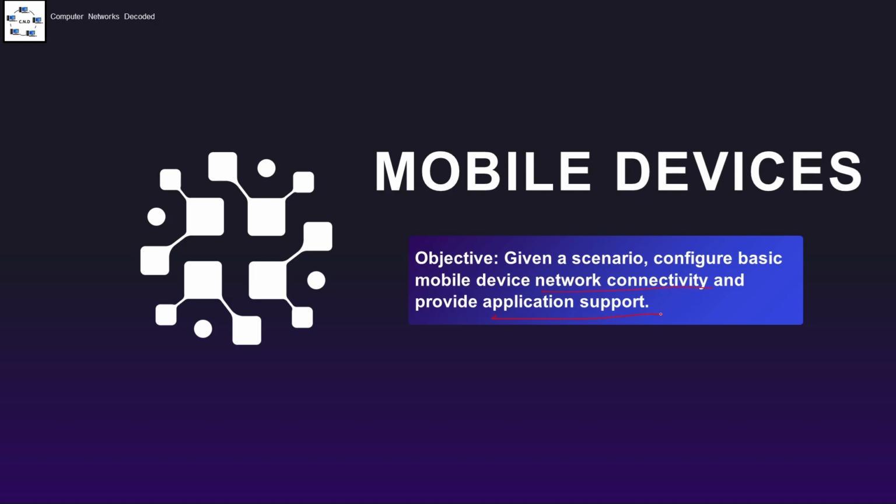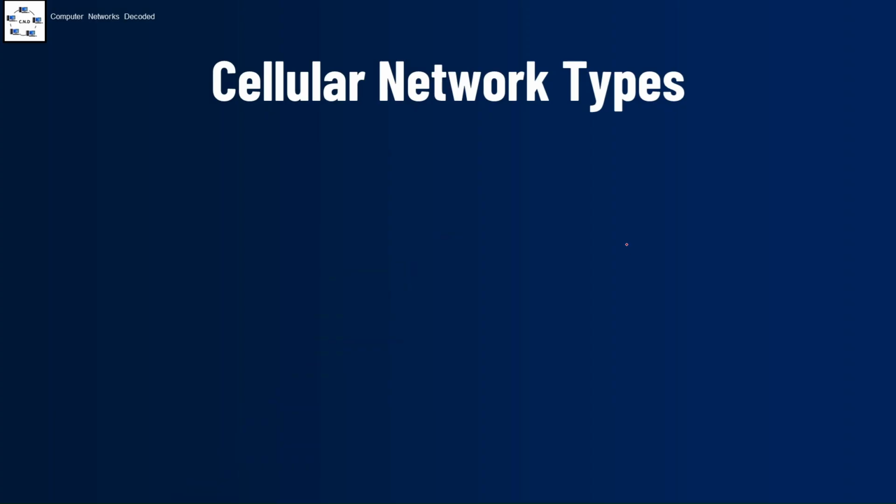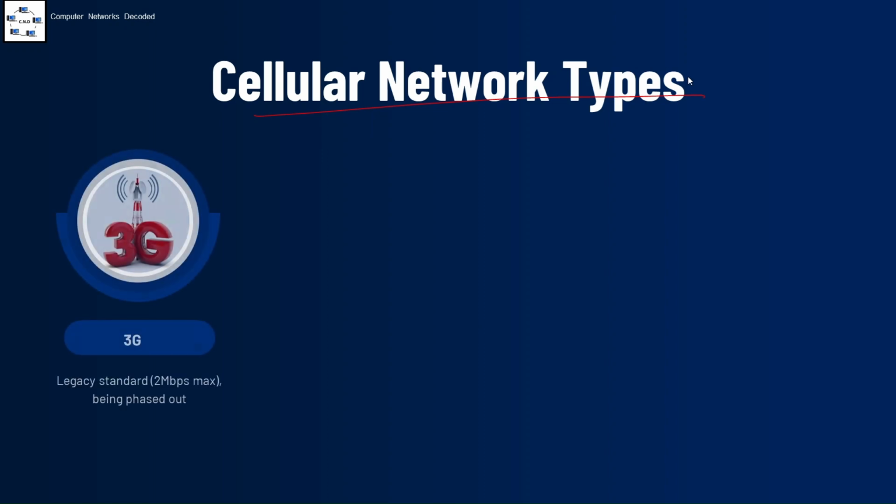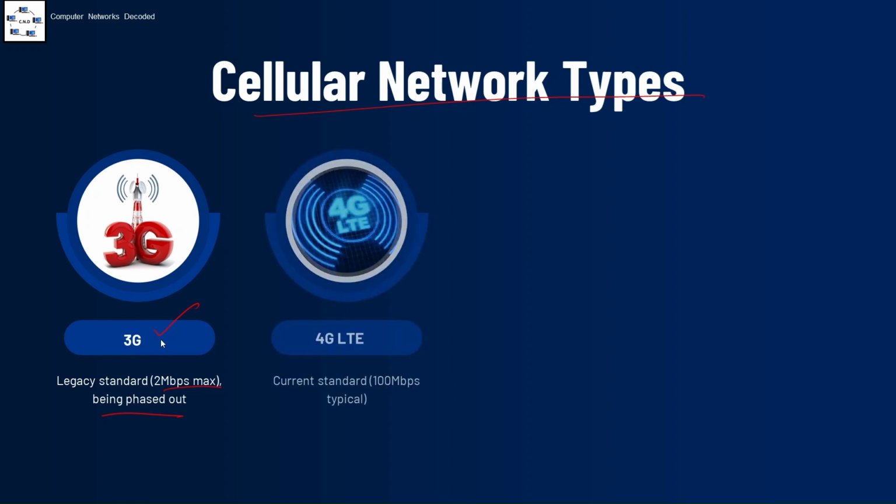So our next topic is, given a scenario, configure basic mobile device network connectivity and provide application support. Our first topic is the cellular network types, and our first cellular network type is 3G. This is basically a legacy and old standard, and it has a maximum speed of 2 Mbps, and it is almost phased out. It is replaced by the more modern and newer versions such as 4G and 5G.